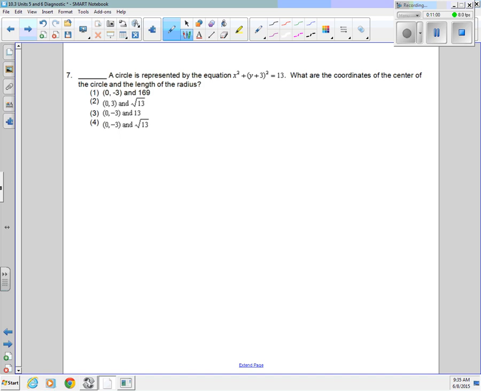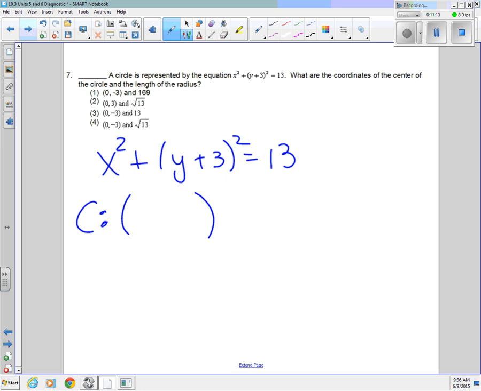Okay, number 7. A circle is represented by the equation x squared plus (y plus 3) squared equals 13. What are the coordinates of the center of the circle and the length of the radius? Center: there is no number being added or subtracted to x, so my x coordinate for the center is 0. My y coordinate is -3.